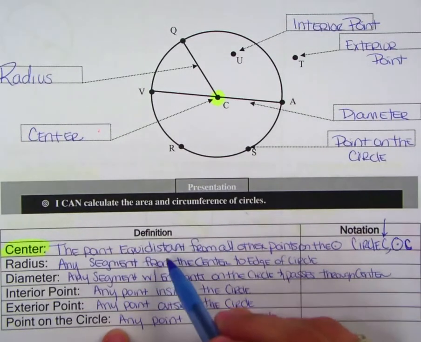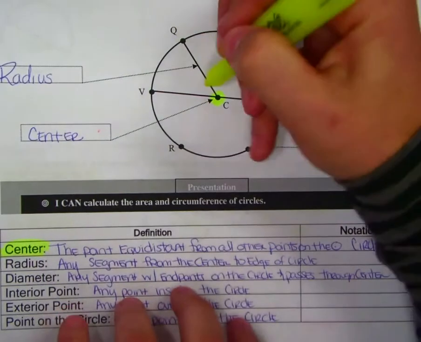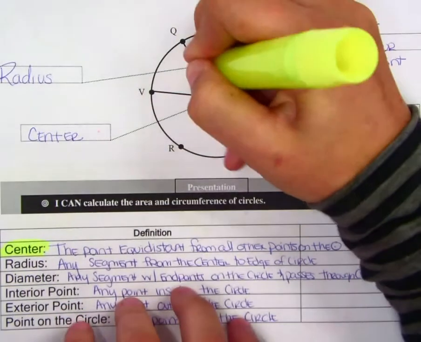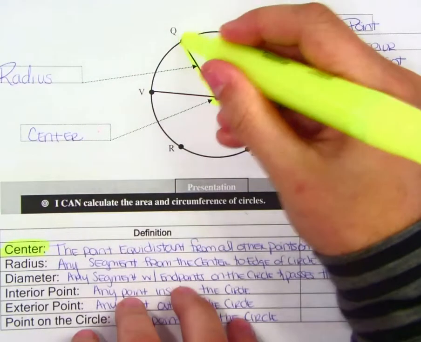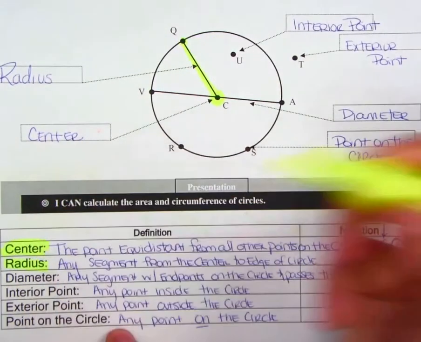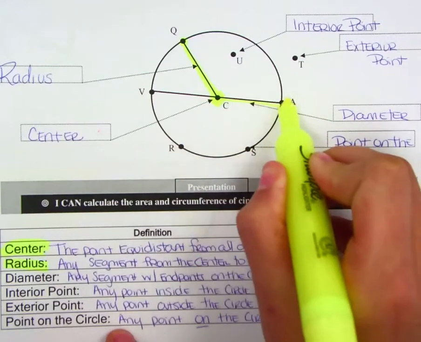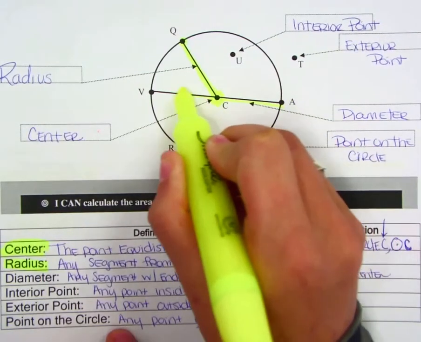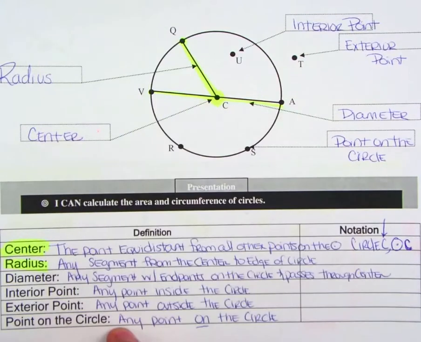Okay, I'll talk about the equidistance part right now, which brings me to the radius. The radius is any segment from the center of the circle to the edge of a circle. So an example of that would be this segment here. This would be a radius because it goes from the center to the point on the circle. This is also a radius because it goes from the center to the edge of the circle. And this is also a radius because it goes from the center to the edge of the circle.